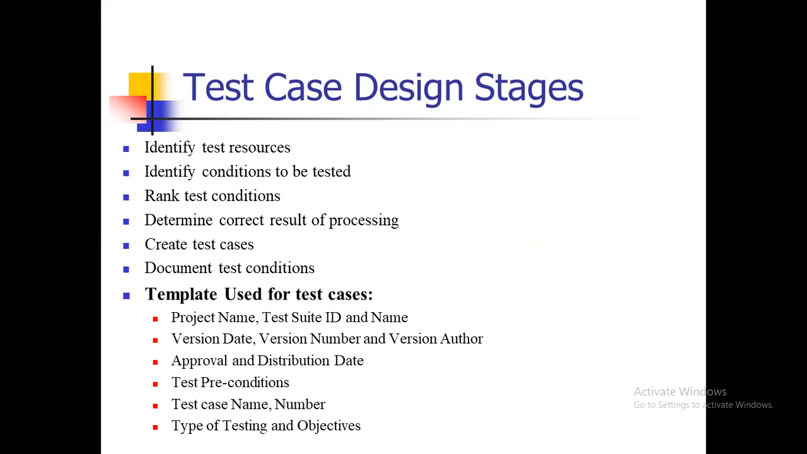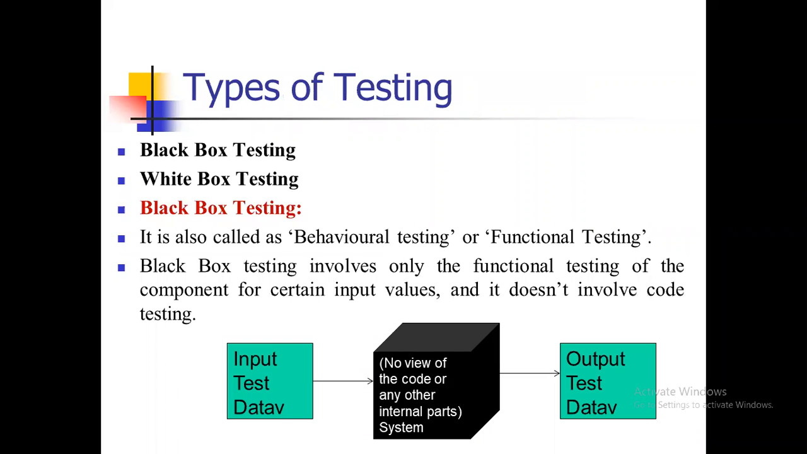Then the template used for test cases. The template includes the project name, test suite id and name, then version date, version number and version author, approval and distribution date, test preconditions, test case name, test case number and ids, then the type of testing we are going to use, and the objectives of the testing. These are the templates that are used for the test cases. Now we are going to see types of testing. Here there are two types of testing, that is black box testing and white box testing.